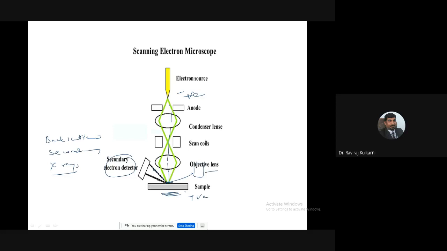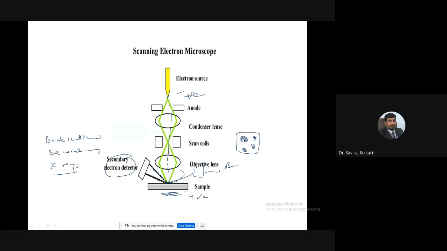You observe these secondary electrons or backscattered electrons. You can use one more detector to study the backscattered electrons, which scans. We keep this detector here, and from the backscattered electrons we create an image. So the particles are like this, and you get the image of the sample.